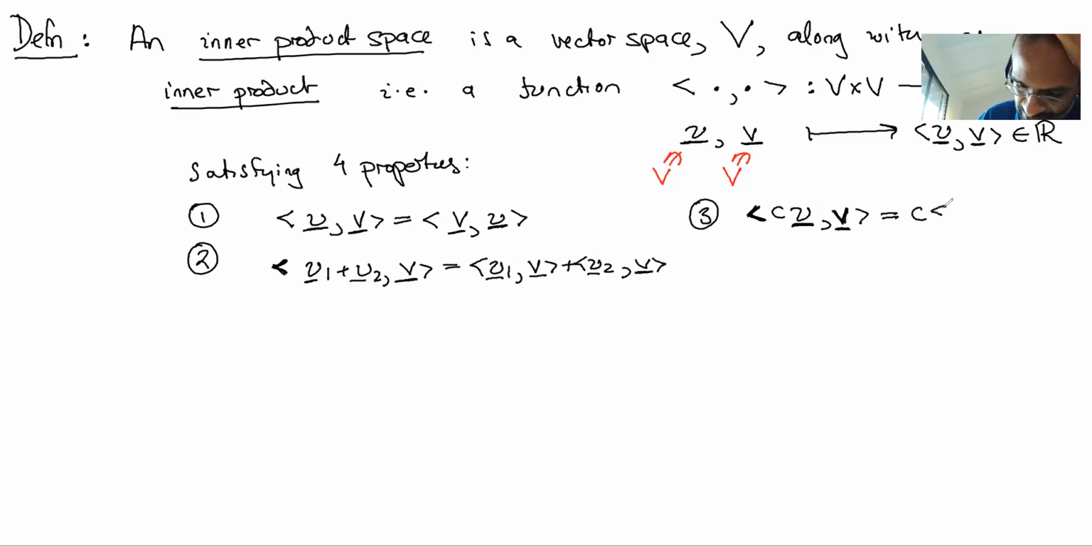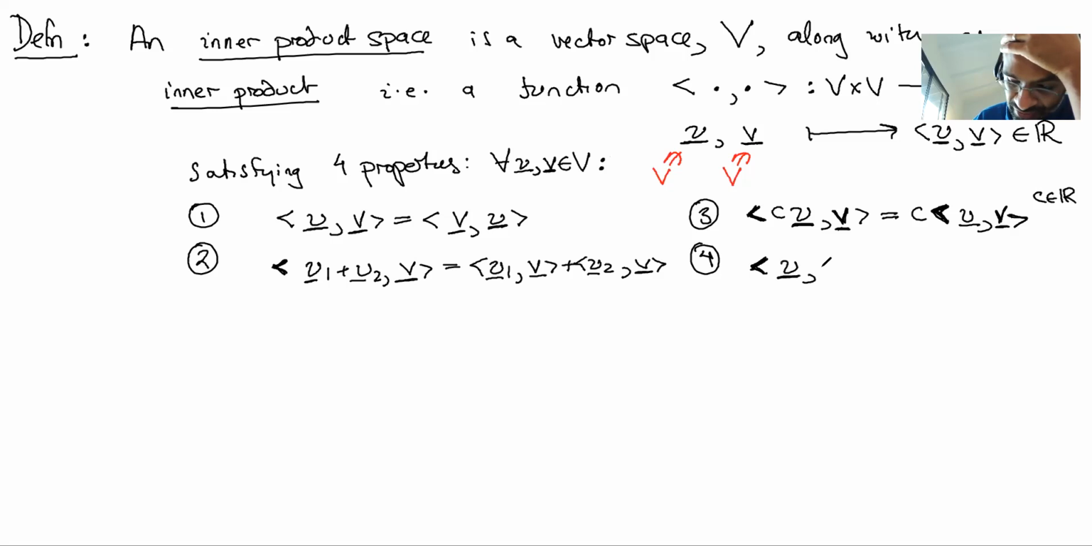Is just c times the inner product of u and v. And the last property is that if you take any vector, so c is a real number here, and this is of course for all vectors u and v in the vector space. And the last property is if you take any vector u and take its inner product with itself, you get something that's non-negative.